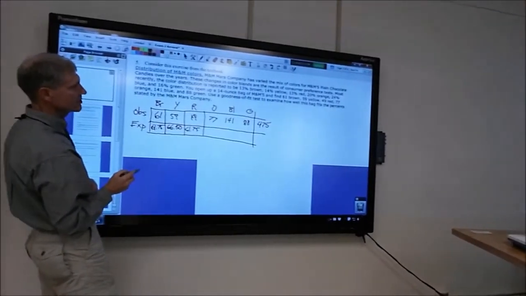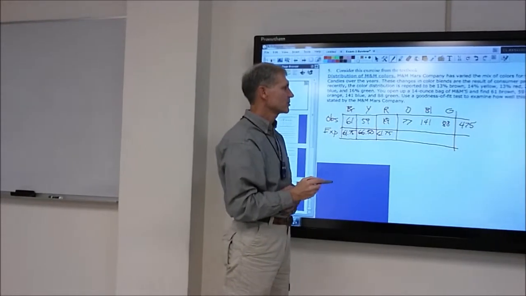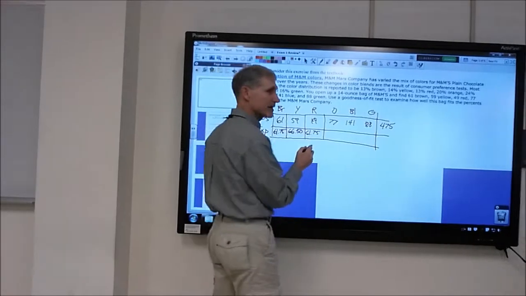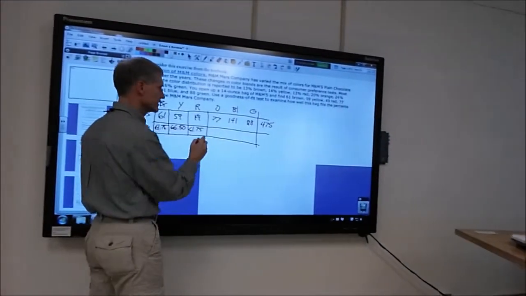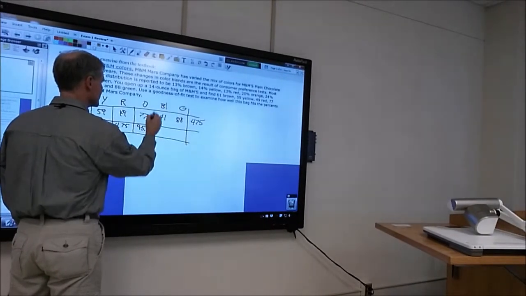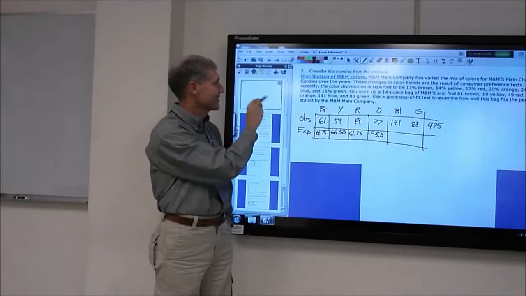77 orange, and we expected 20% orange. 20% of 475. 95. Even? I didn't make this up. I took this out of the book.